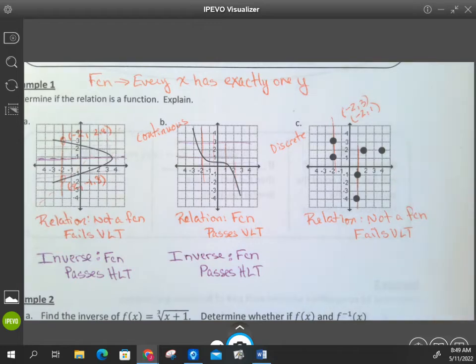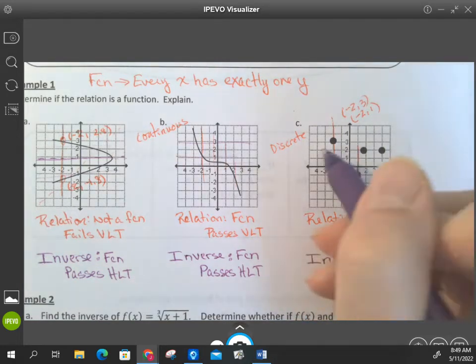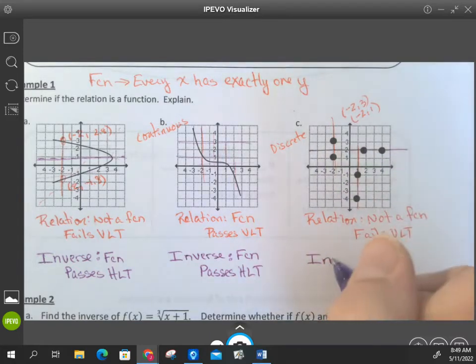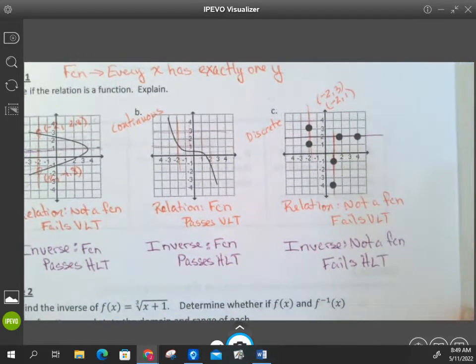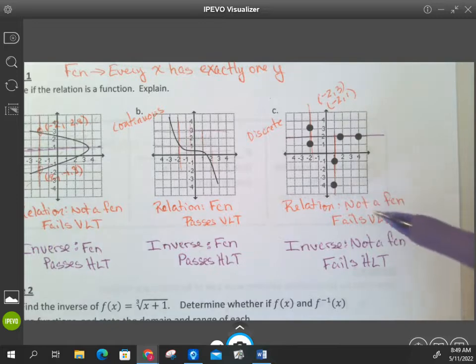Now, does this one pass the horizontal line test? I'm going to go with no. So it is not a function. Not a function because it fails the horizontal line test. So that should be a really quick check. If the original is a function, you're looking for the vertical line test. If the inverse is, it's the horizontal line test.